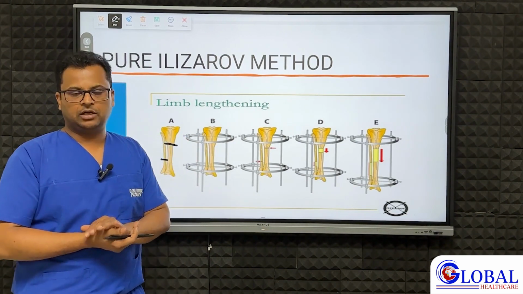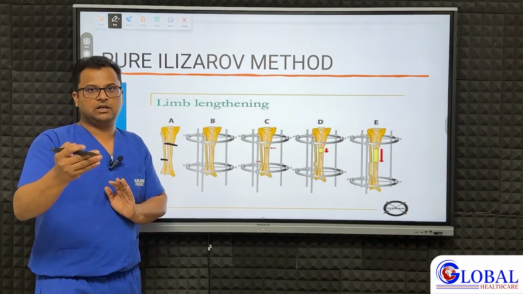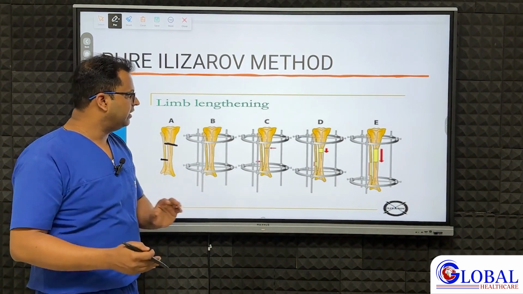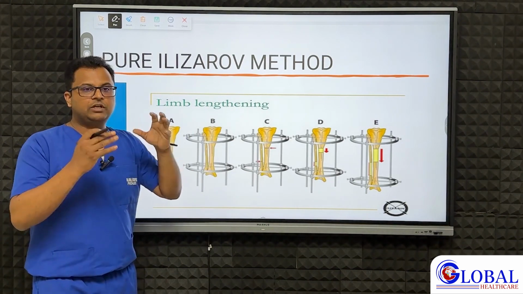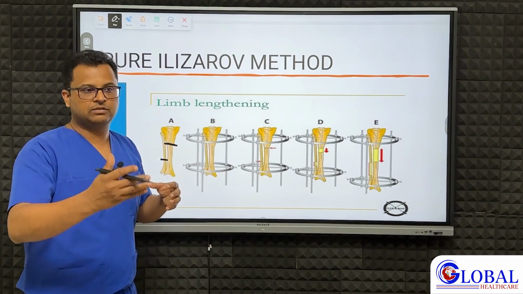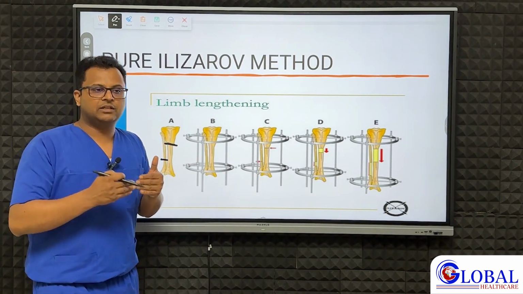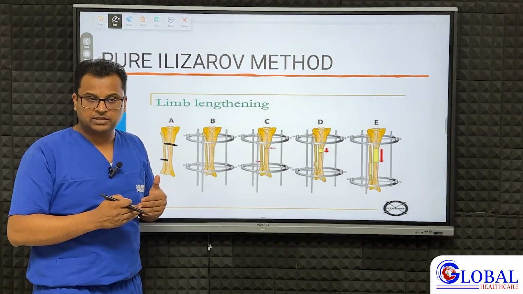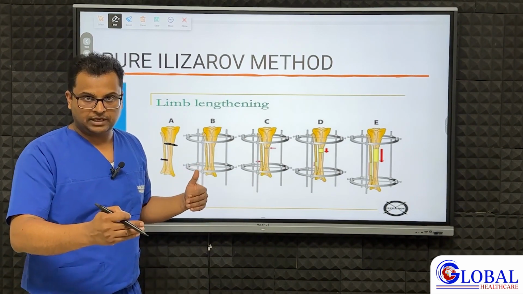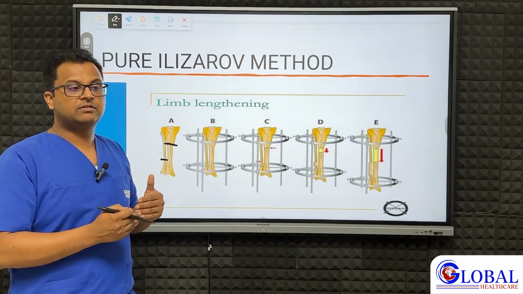We need to keep a period of almost 7 days. Post 7 days after surgery, we start distracting. That is called the distraction phase. The first phase is the latency phase. We have done the surgery, we have put the fixator, and now we need to wait for 7 to 10 days, and then we start distraction. That is phase 2.